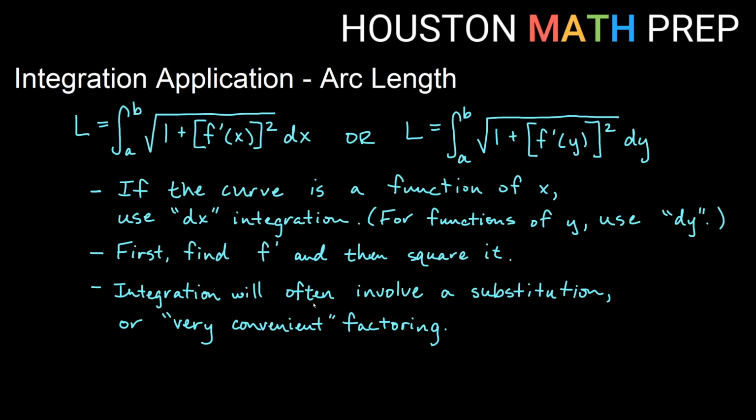Your integration will often involve a substitution. It's very likely you'll be left with the square root of something, or maybe the square root simplifies, but you have something sort of odd underneath, and maybe you're not sure how to integrate. So oftentimes the integration will involve a substitution, or what we're going to call very convenient factoring. Check out our examples, I believe, 2 and 3 video. You'll see what I mean by very convenient factoring.